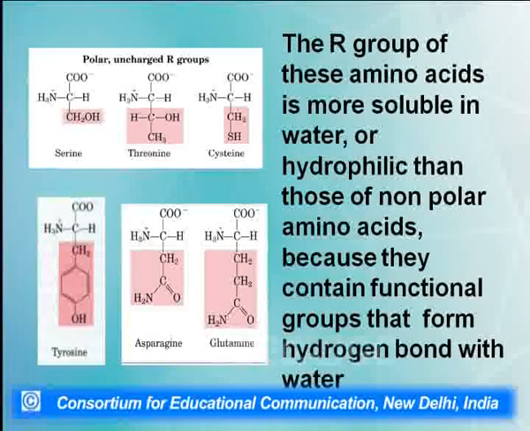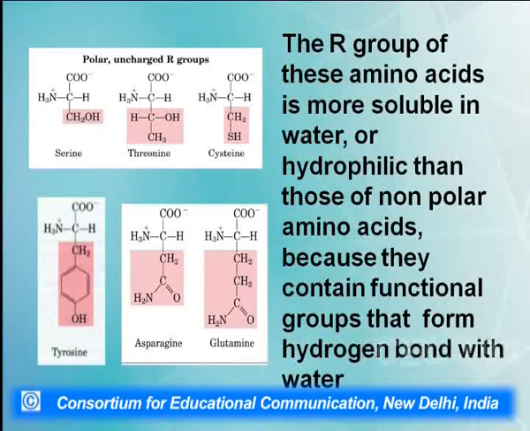So now when I talk of polar uncharged R groups, the first is serine, and serine has a hydroxyl group in it. Similarly, if I talk of threonine, it also has an OH group, that means it has an aliphatic group.